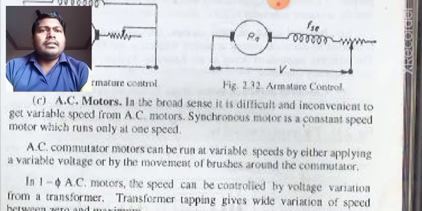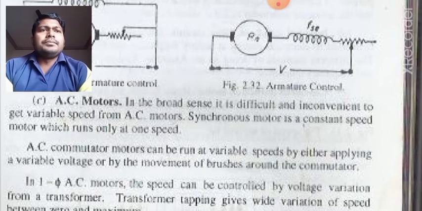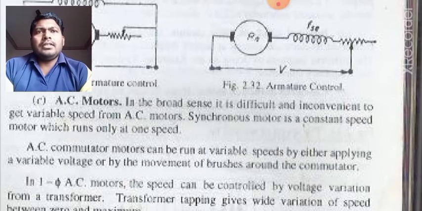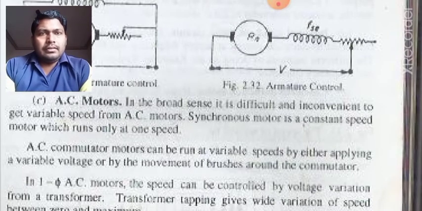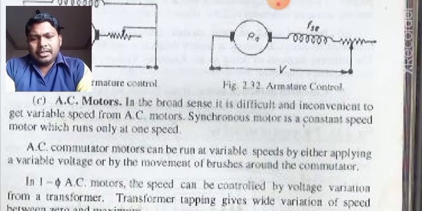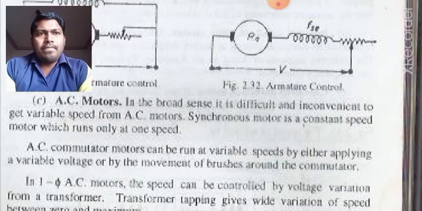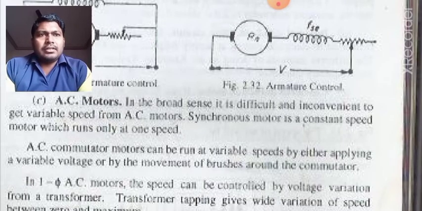It is difficult and inconvenient to get variable speed from AC motors. Synchronous motor is a constant speed motor which runs only at one speed. We all know that a synchronous motor runs either at synchronous speed or not at all. AC commutator motors can be run at variable speeds by either applying a variable voltage or by the movement of brushes around the commutator.